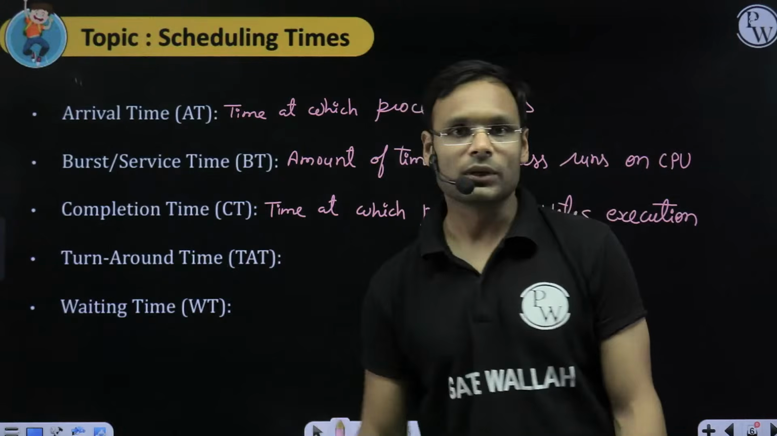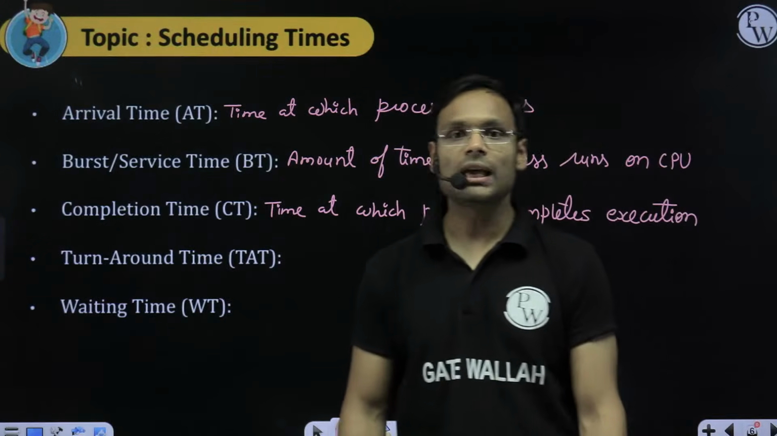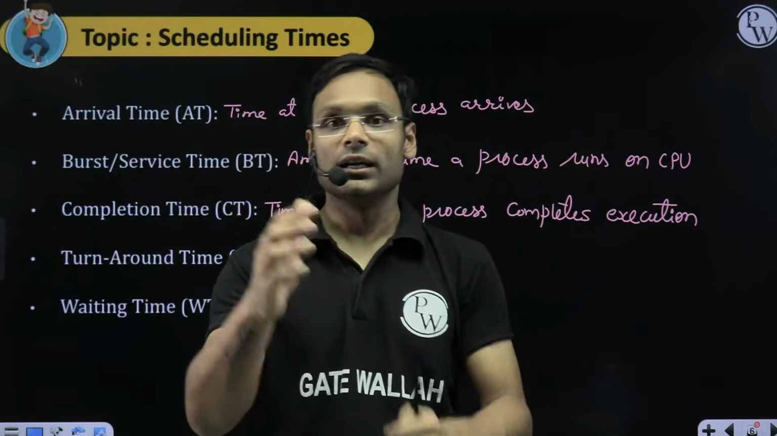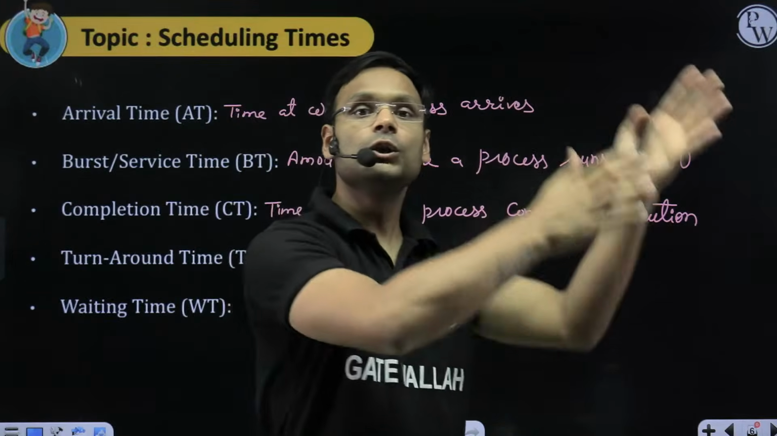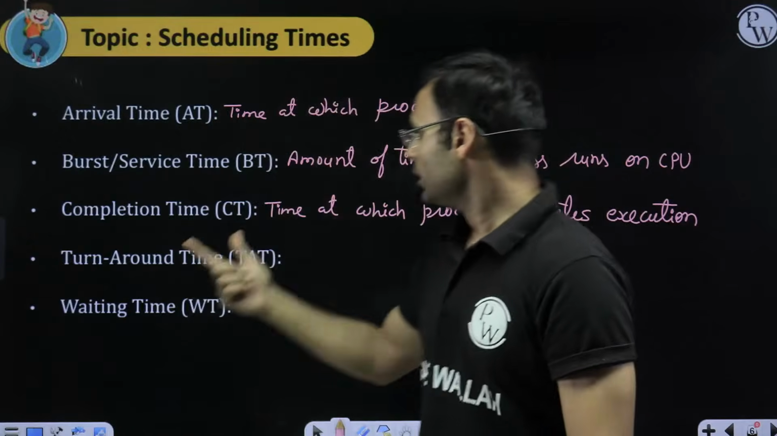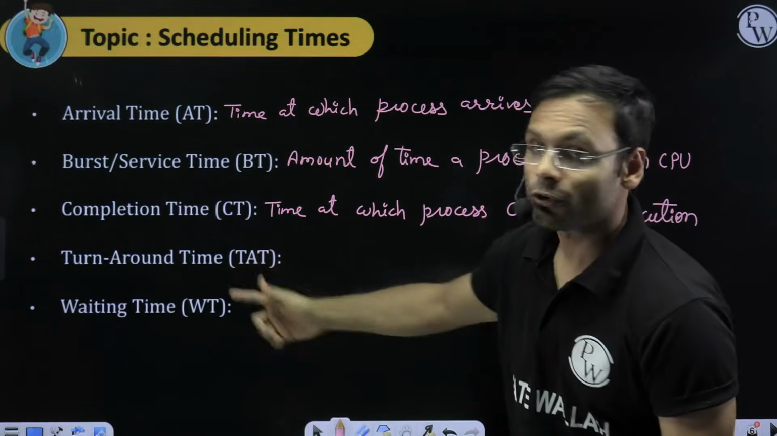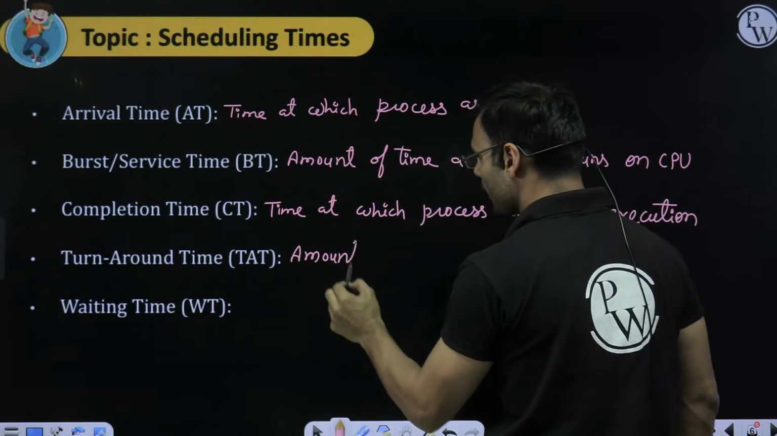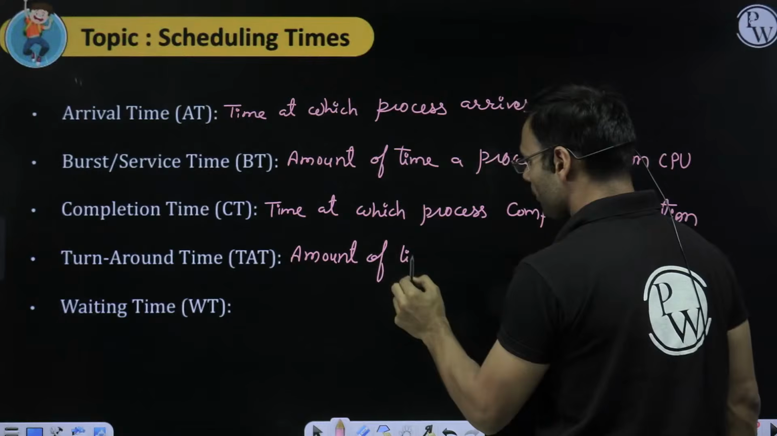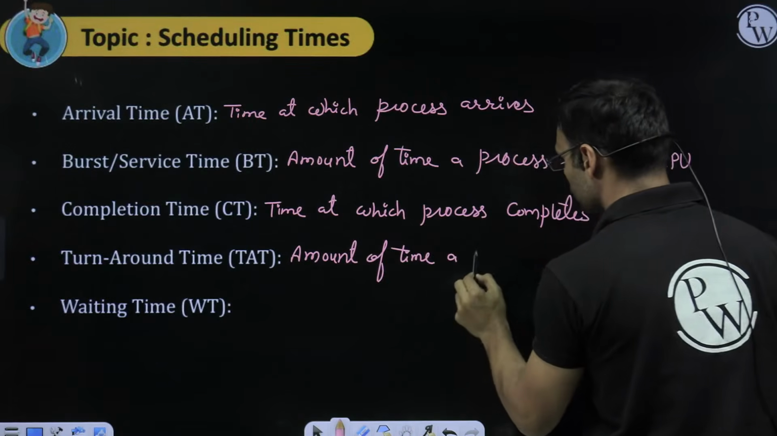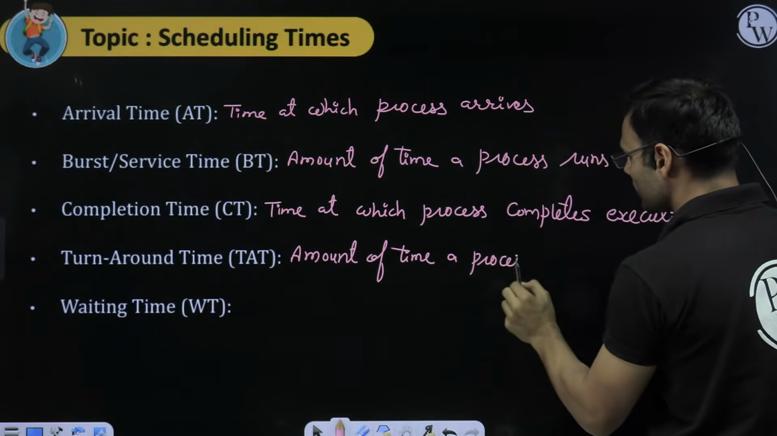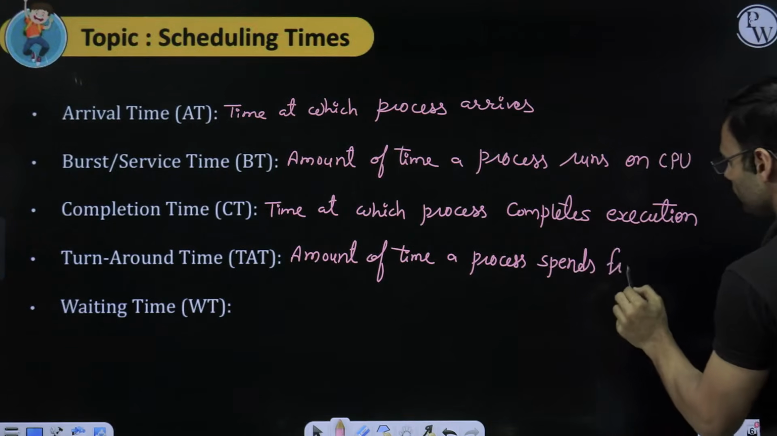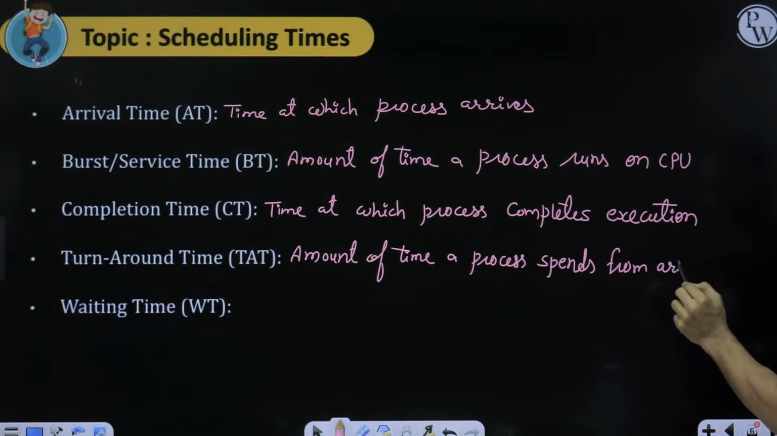Next is turnaround time. Again, turnaround time is an amount of time. How much time a particular process is spending, starting from arrival to completion, is the turnaround time. This is also an amount of time. It is the amount of time a process spends from arrival to completion.